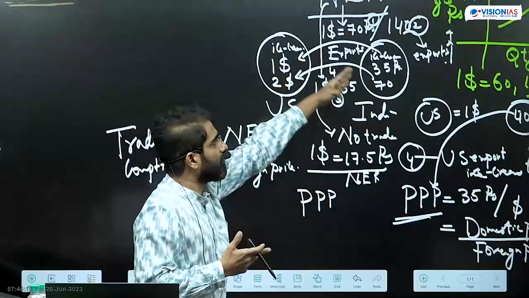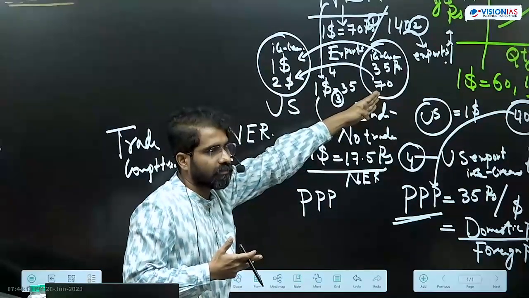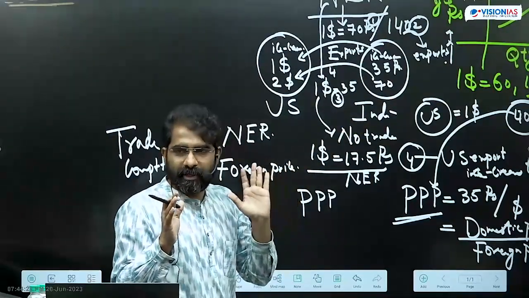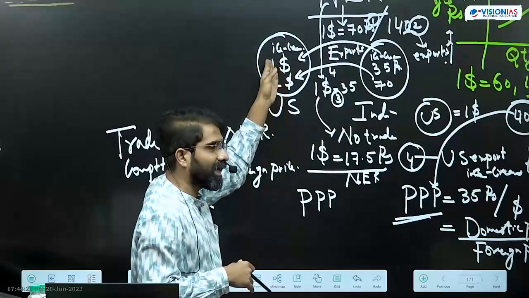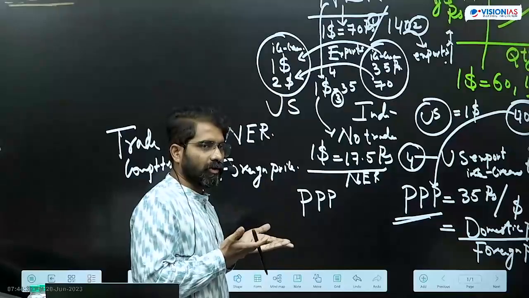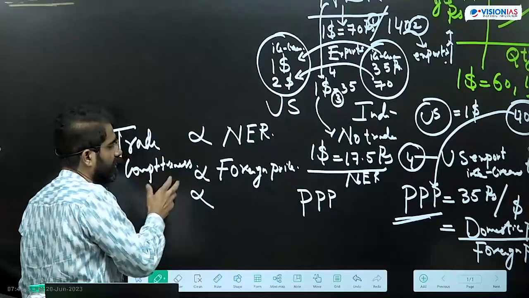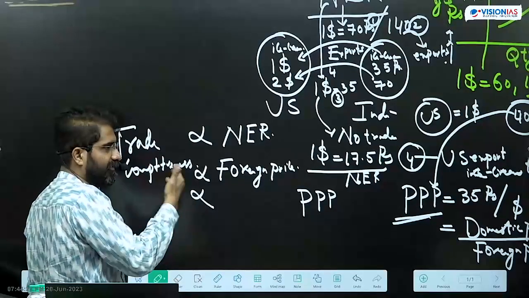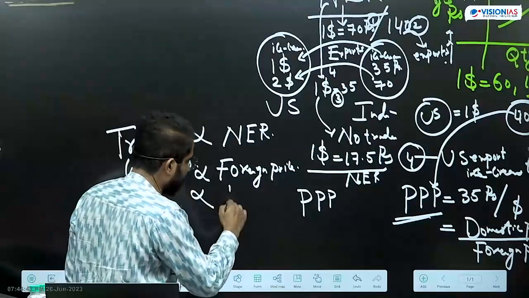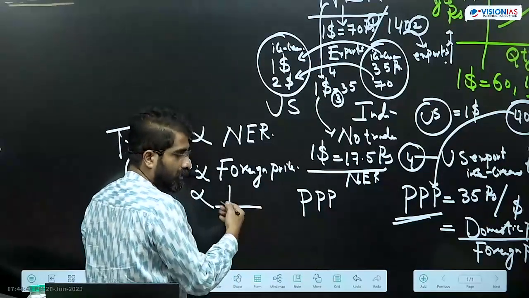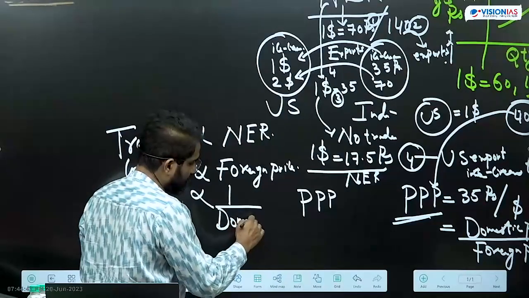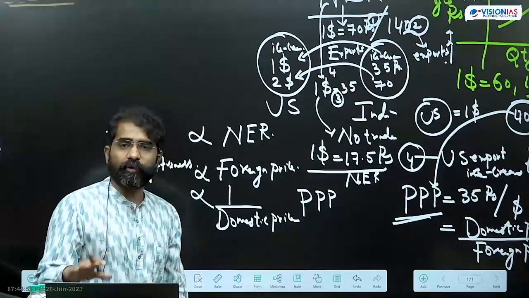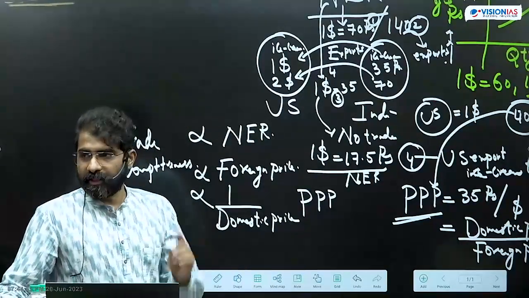$1 is 70, and ice cream is also 70, which means you will get only 1 ice cream from India. So better to buy ice cream in US with that $1. Yes or no? That means the trade competitiveness of India is inversely proportional to the price in India. Obviously, if your price increases, you will become less trade competitive. So trade competitiveness of India is inversely proportional to the Indian price. Till here, is it clear?